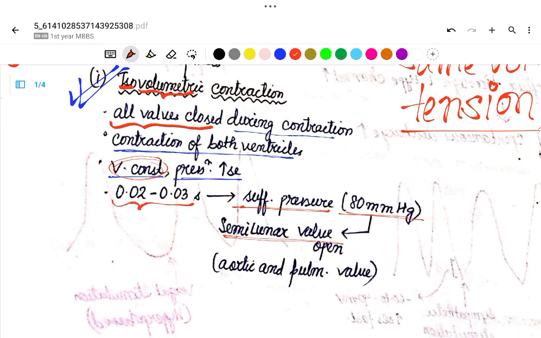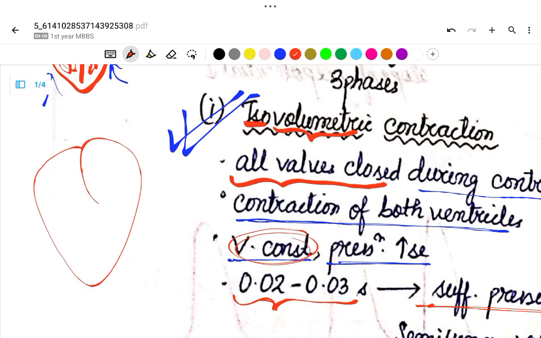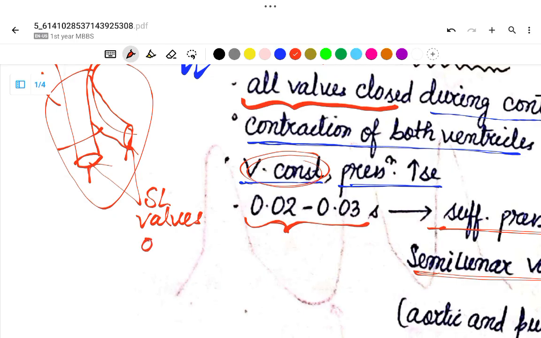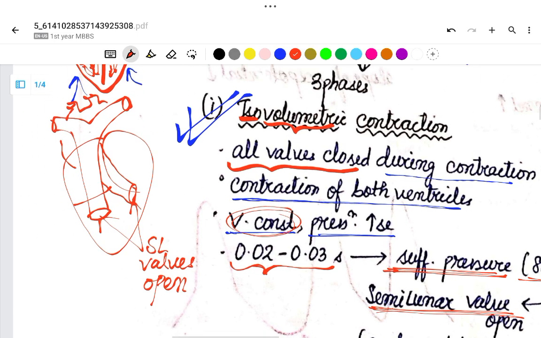What happens? The semilunar valves open. What are the semilunar valves? Again, let's draw the heart. These are the semilunar valves. After applying sufficient pressure, the semilunar valves open: the aortic and pulmonary valve. This is the pulmonary trunk, and this is the aorta.